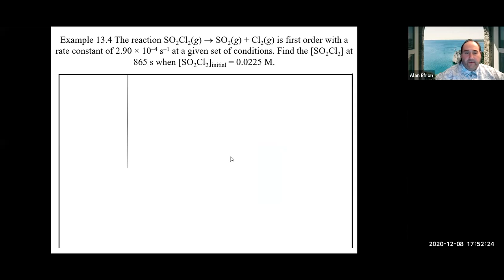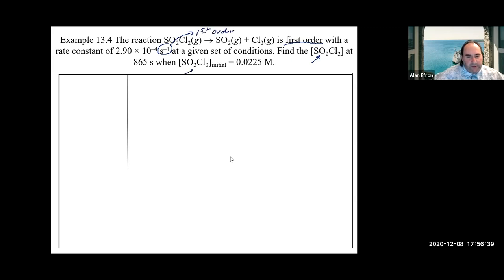All right, so why don't you try another one here? We want to find the concentration of this after about 865 seconds, if we have an initial concentration of 0.0225. So see what you come up with. Take a look and see here. In this particular case, we're looking for the final concentration. Again, they were nice enough to tell us it's first order. If they didn't tell us it was first order, we can determine that by seeing the units associated with the rate constant.